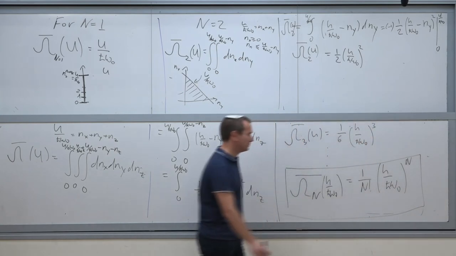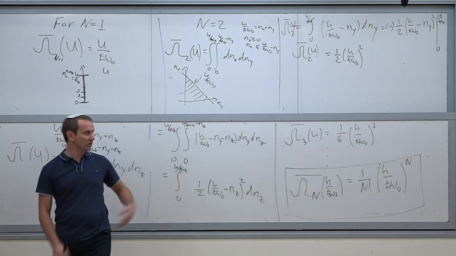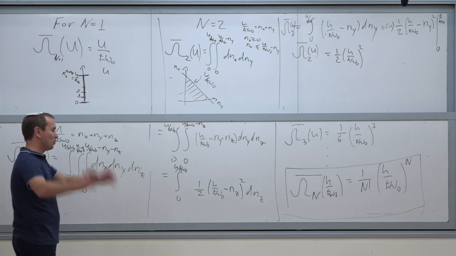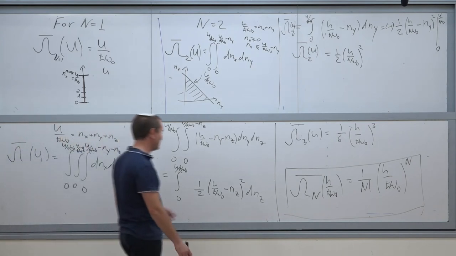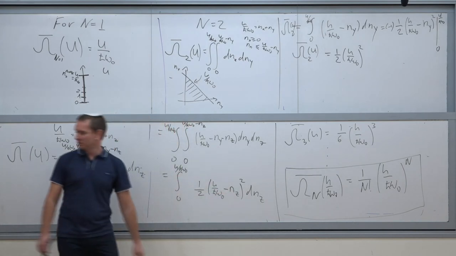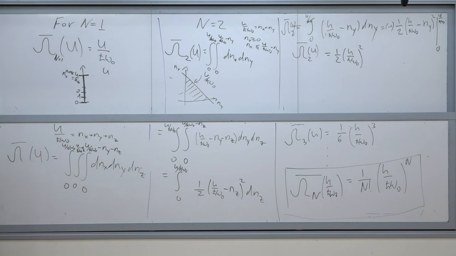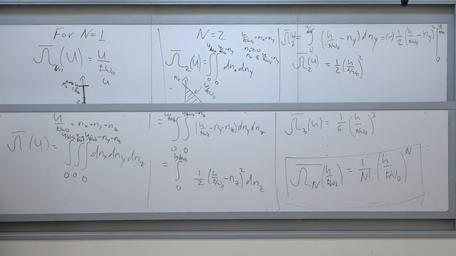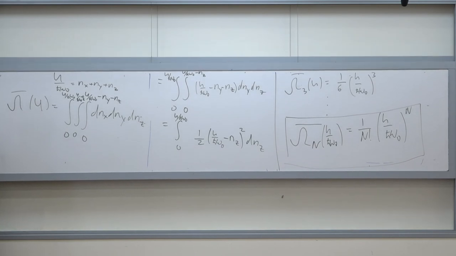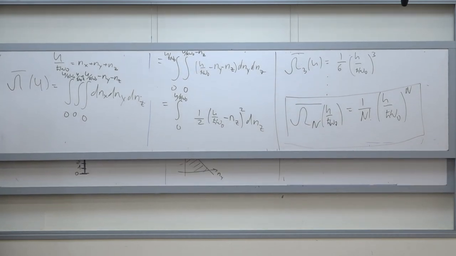How do we prove it? Simply by induction. We can continue this argument over here. It's a long integral. Each integral is just providing terms that look like this or this. So it's a pretty simple proof. Right? Now, where are we going with that?